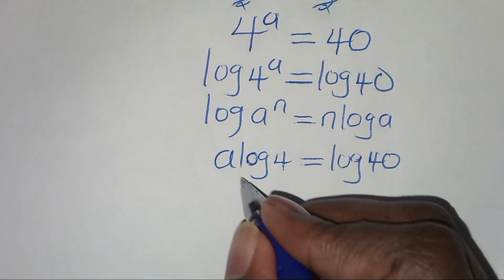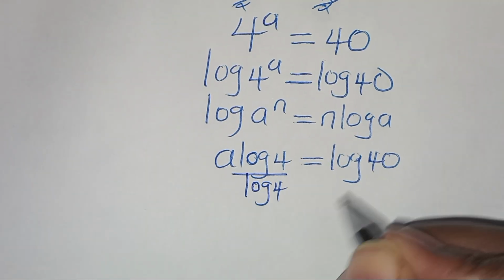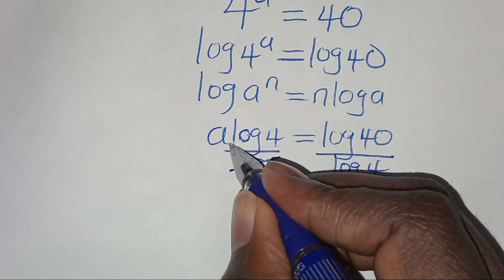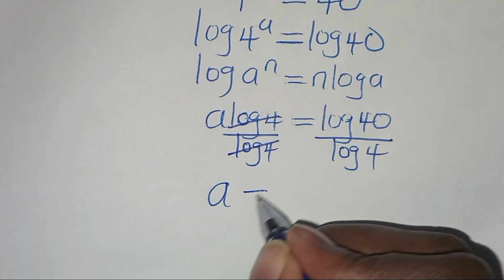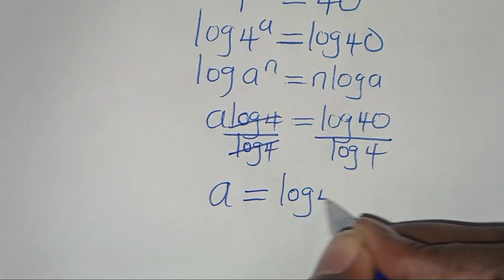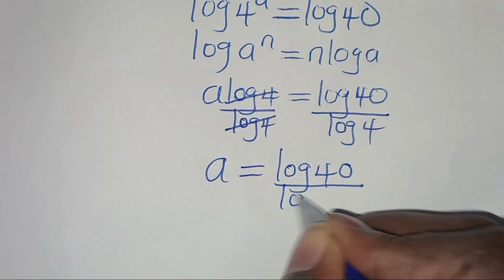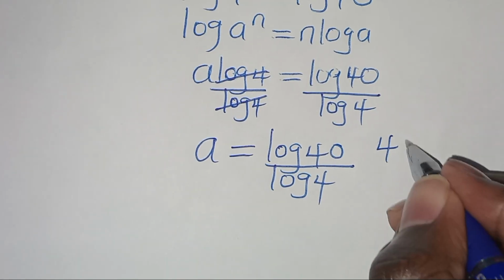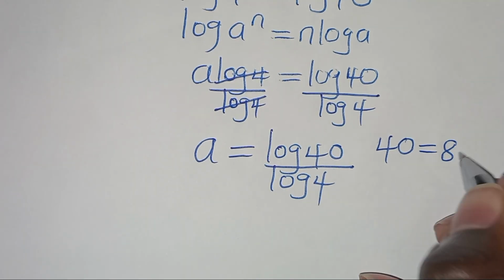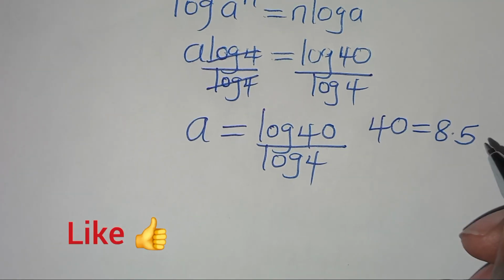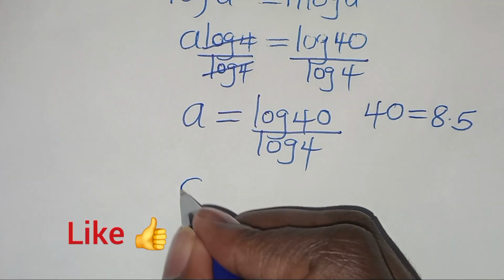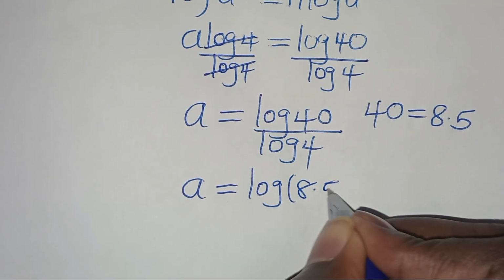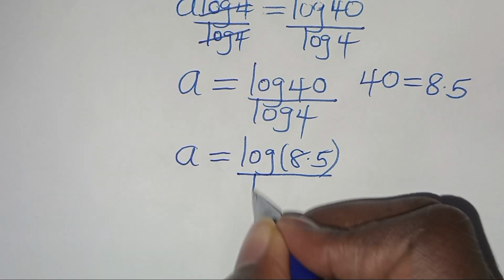So let's divide both sides by log 4. Let's simplify here so that now a is equal to log 40 over log 4. The next step from here, we can express 40 basically as 8 multiplied by 5. Let's substitute this so that we have a is equal to log of 8 multiplied by 5, divided by log 4.